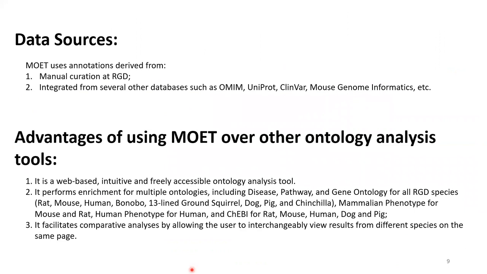Advantages of using MOET over other ontology analysis tools are it is a web-based, intuitive, and freely accessible ontology analysis tool. It performs enrichment for multiple ontologies, including disease, pathway, and gene ontology for all RGD species, mammalian phenotype for mouse and rat, human phenotype for human, and CTD, which is gene chemical interactions for rat, mouse, human, dog, and pig. It facilitates comparative analysis by allowing the user to interchangeably view results from different species on the same page.